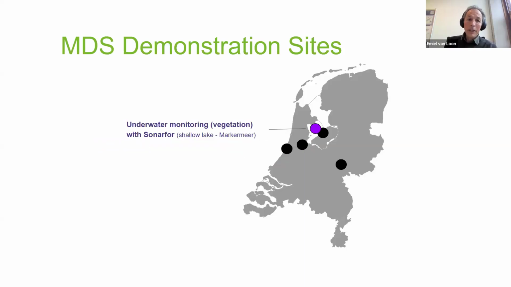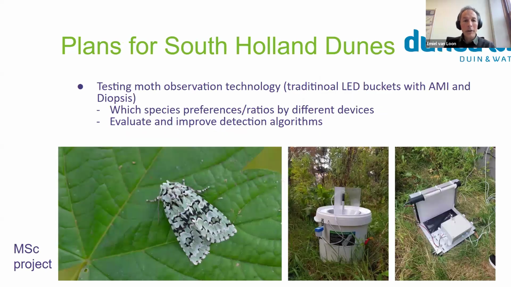And there will be one special site which is different from all the rest, because that's the first really aquatic monitoring that we will look into. That is by using a sonar, looking at underwater vegetation. And this will first take place in Markermeer. So the purple dots are what we're going to do the coming year, and I will highlight a few ideas or plans that we have.